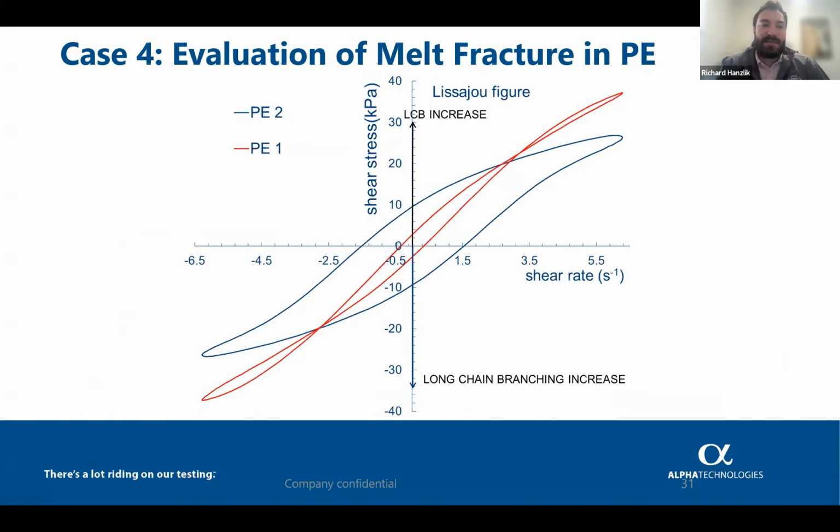So the next case we looked at was an evaluation of melt fracture in polyethylene. In this case, we had two different polyethylenes, polyethylene 1 and polyethylene 2. As we know by now, polyethylene 1 is showing clear signs of being more of a linear polymer, while polyethylene 2, lacking the loops, is going to be more highly branched. So we use this to check the presence of the LCB in the polyethylenes and to quantify that content.